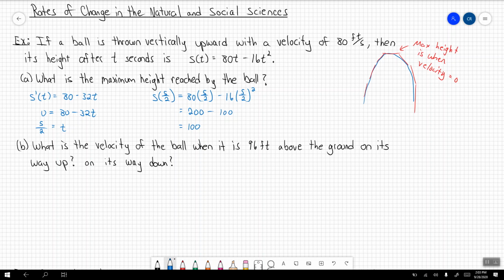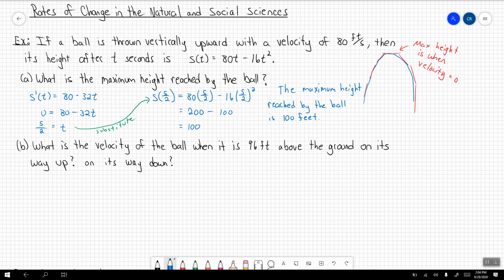So in this particular instance, after substituting, we get that the maximum height reached by the ball is 100 feet. And this is your first answer.